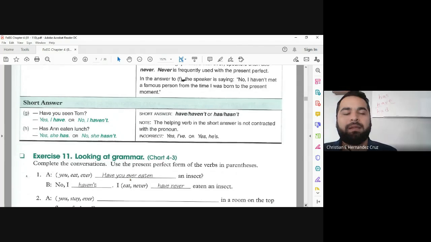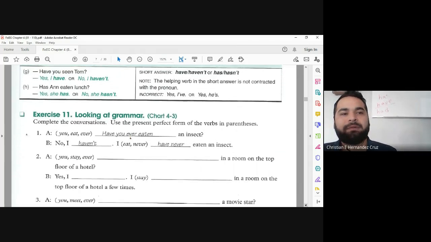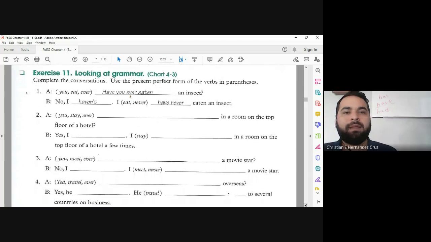Okay, so let's continue with exercise 11. So what you're going to do is you're going to complete these conversations. Use the present perfect form of the verbs in parentheses. So we have you, we have eat, and we have ever. And we have the rest of the sentence, which is an insect. So basically, you're going to use these. You're going to add things from the present perfect form to complete a question. So in this case, have you ever eaten?